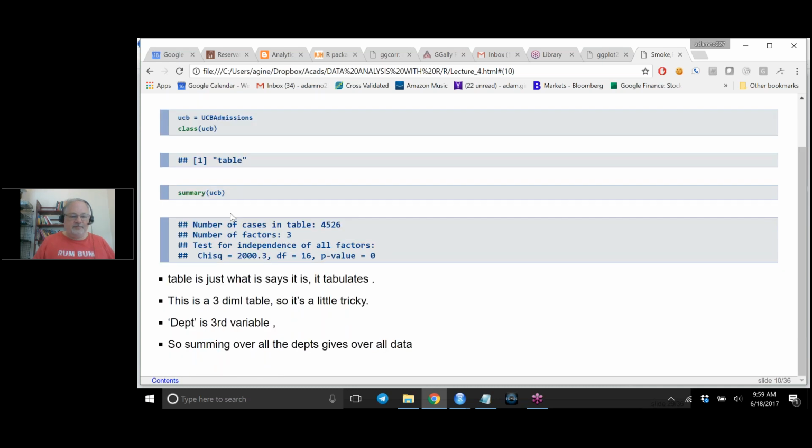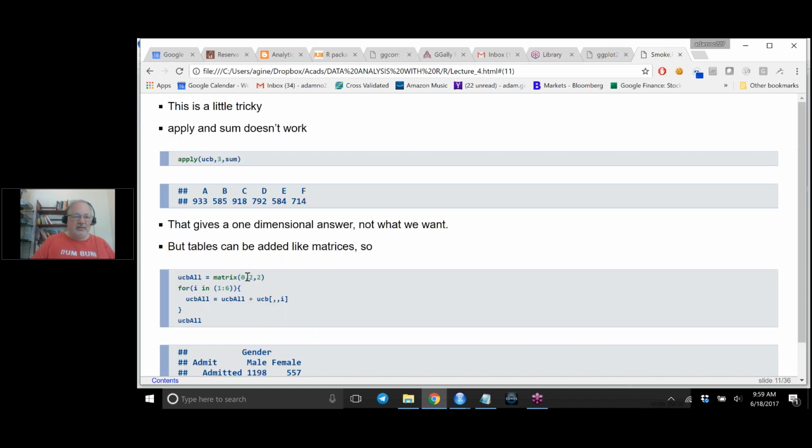It tabulates. But when I go to summary(UCB), it says number of factors 3, so it's a three-dimensional table, and those get a little tricky to understand the third dimension. So let me just skip ahead for a second.